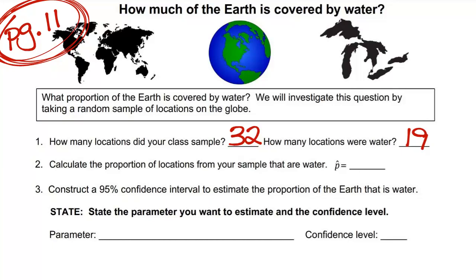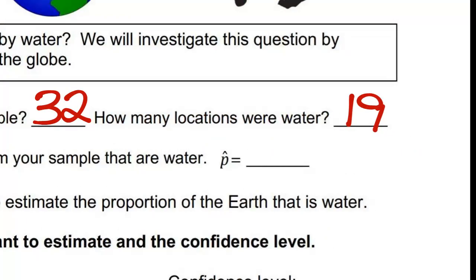So taking it out to 2 decimal places, that means our p hat value is 0.59.